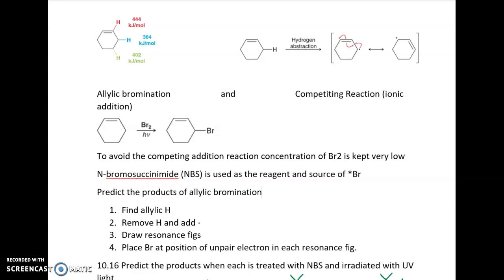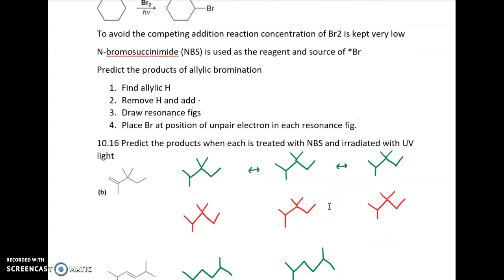Okay, so the directions for finding the products of allylic bromination. First, we want to find the allylic hydrogens. We want to remove them and add a lone electron. We want to draw all the resonance figures and place the bromine at the position of the unpaired electron in each resonance figure. So let's look at the couple examples that I've got worked up for us.